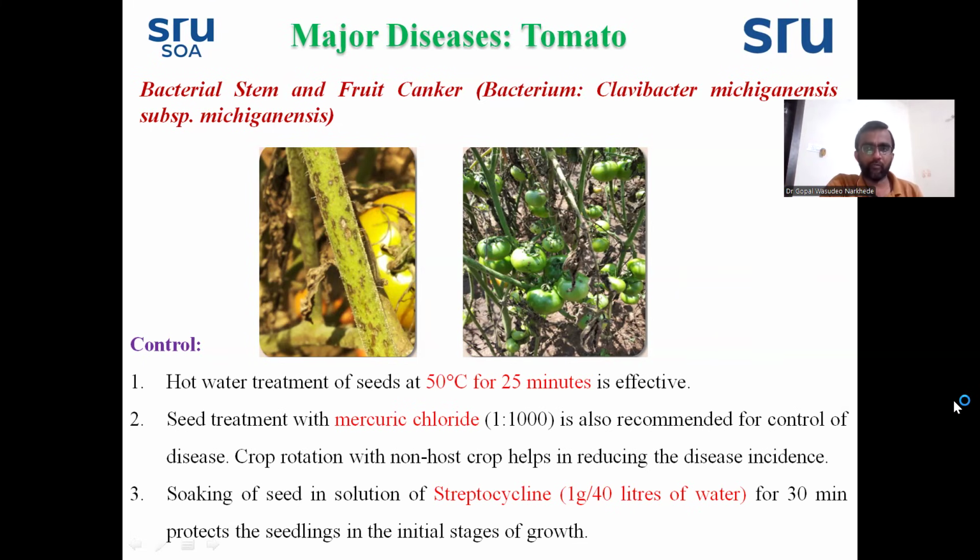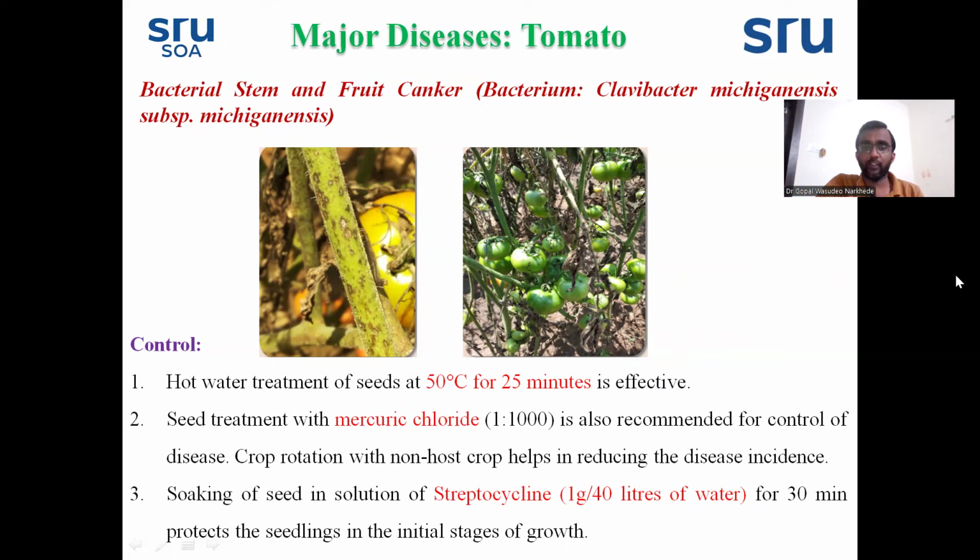So here you can see the symptoms of the different diseases I am telling you. Simultaneously you can see the symptoms in the attached pictures. For control of bacterial stem and fruit canker, seed treatment in hot water at 50 degrees centigrade for 25 minutes. Then seed treatment with mercuric chloride 1:1000 is also recommended for the control of this disease.